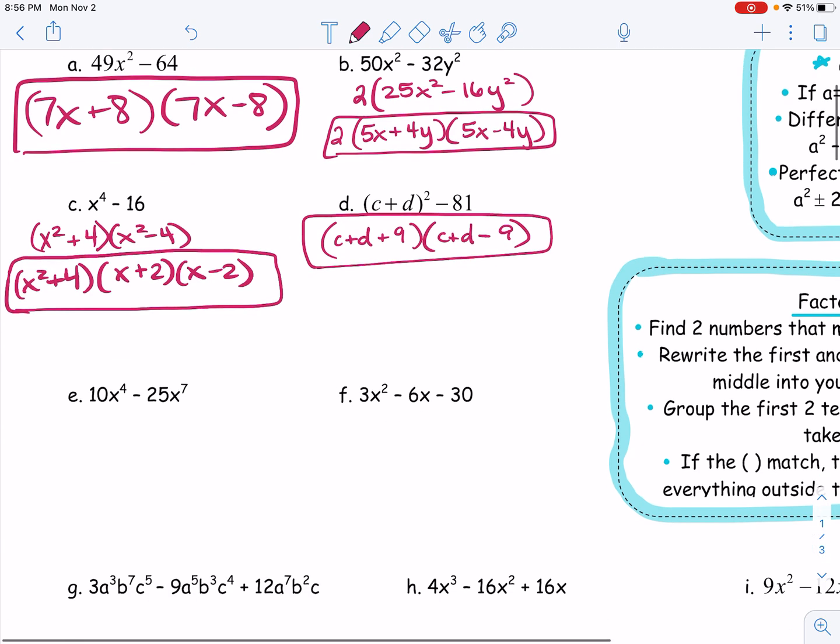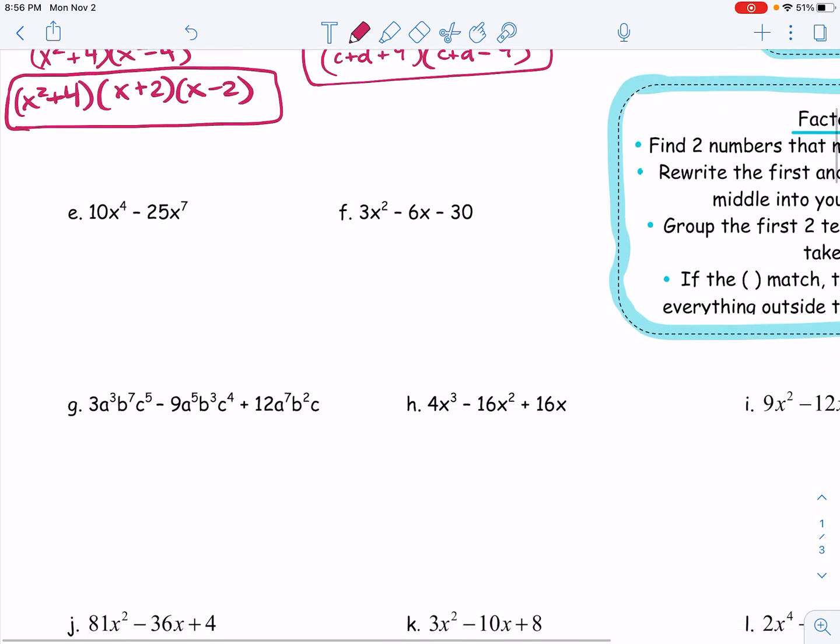Okay, let's look at E. E definitely has a GCF. GCF doesn't just apply to numbers, it also applies to variables. So notice in this, I have a 10x to the fourth minus 25x to the seventh. My GCF is not only 5, but it's also x to the fourth. Both of those terms have at least x to the fourth. So when I take out a 5x to the fourth, I'm left with 2 minus 5x to the third.